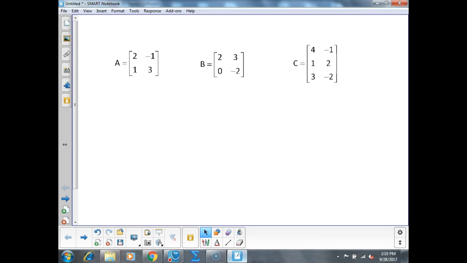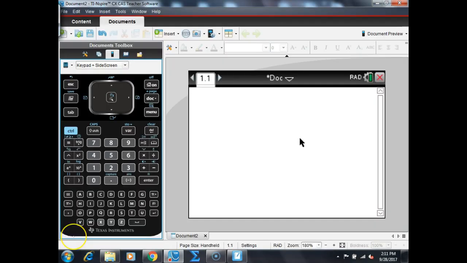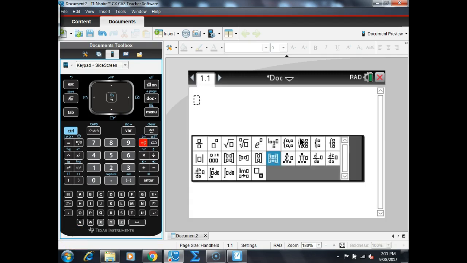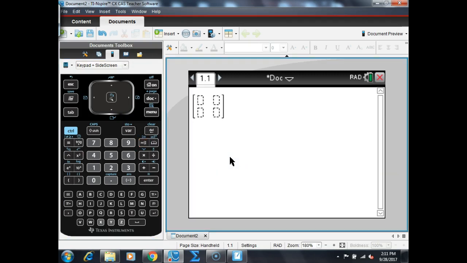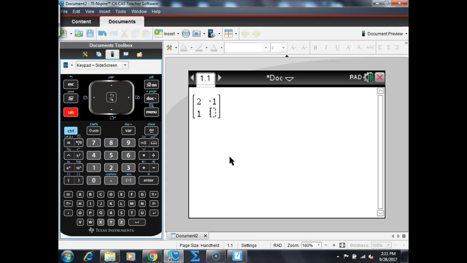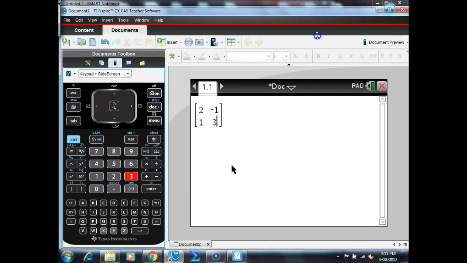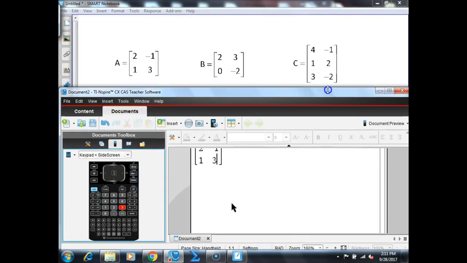So to store matrix A, I'm going to use the shortcut key to make matrix A a 2 by 2 matrix. Okay? And then I'm going to input matrix A. It was 2, -1, 1, and 3. That was what I had on my other matrix. There it is.